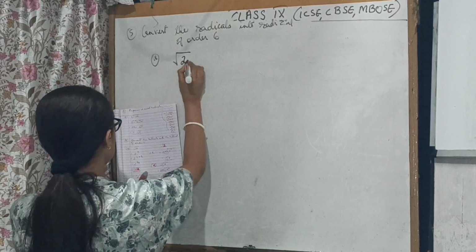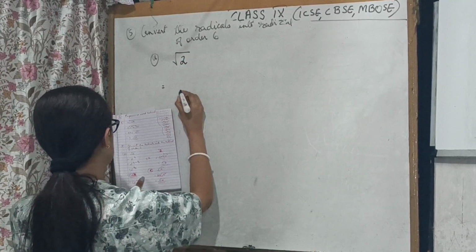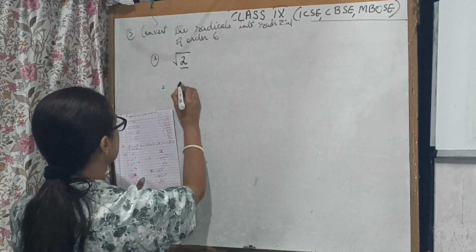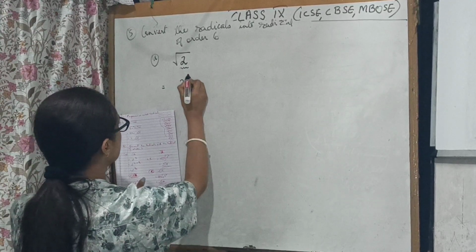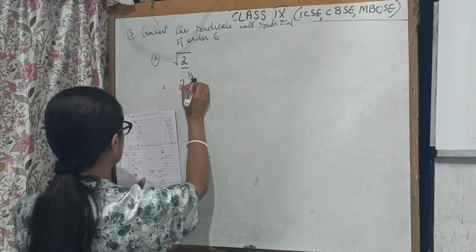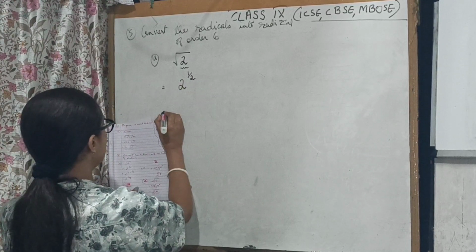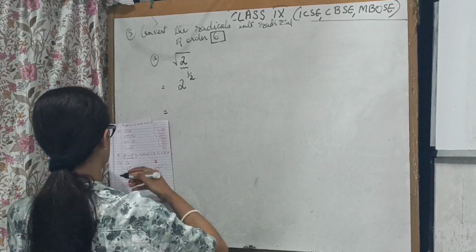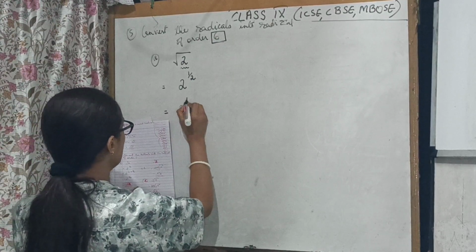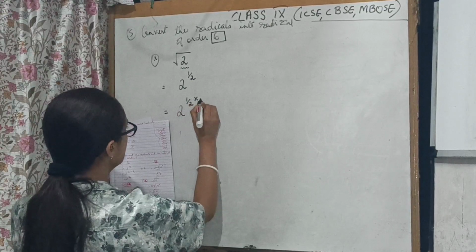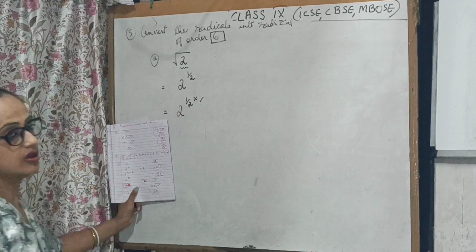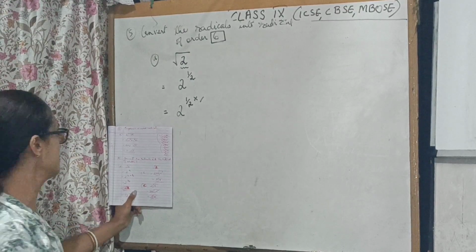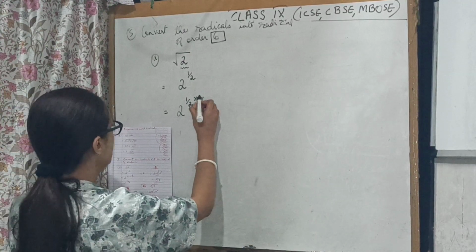Square root of 2. Since the root is 2, you write this 2 here, and the power you write as 1 by 2. The radical required by them is 6. So write it again, 1 by 2 into, look here, 2, focus on the denominator. 2 into what makes 6? 2 into 3. That 3 you write here.